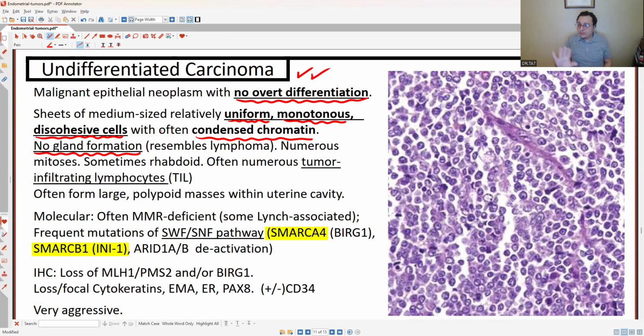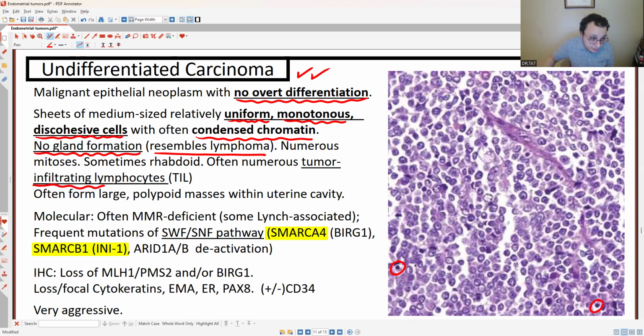Lymphoma, melanoma, poorly differentiated carcinoma. Yes, lymphoma mainly, but you said melanoma, that's correct. But lymphoma mainly, like blue cells, discohesive, filling up the area in the cytology. And see, that's what he is saying. It resembles lymphoma a little bit. However, it's actually endometrial.